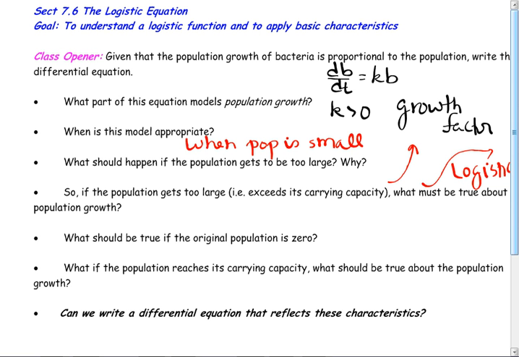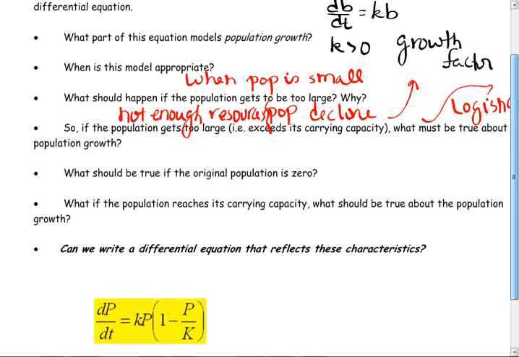Something's going to have to happen. Population has to decline. I like that, because not enough resources. If the population gets too large or exceeds its carrying capacity, what must be true about the population growth? dP/dt has to be what? No, population is going to decline, so this must be negative.